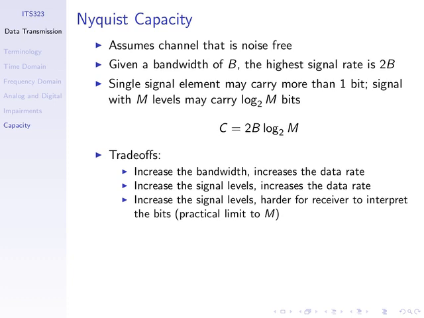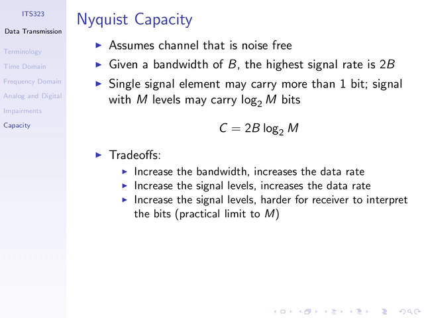If this period was 1 millisecond, we'd be sending 1,000. Getting late in the day. One bit maps to one signal element, 1,000 signal elements per second. We'd be sending 1,000 bits per second if each element was 1 millisecond.